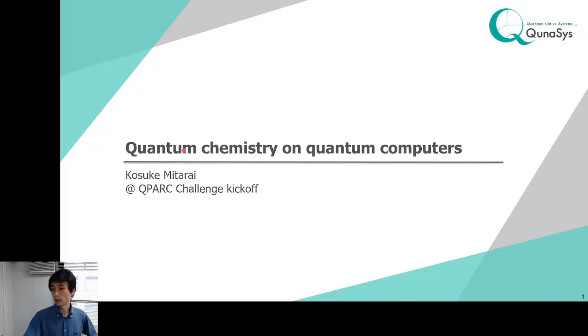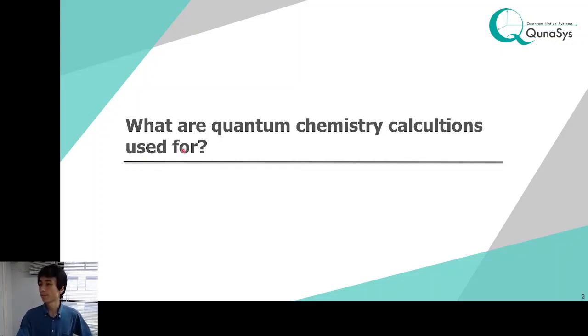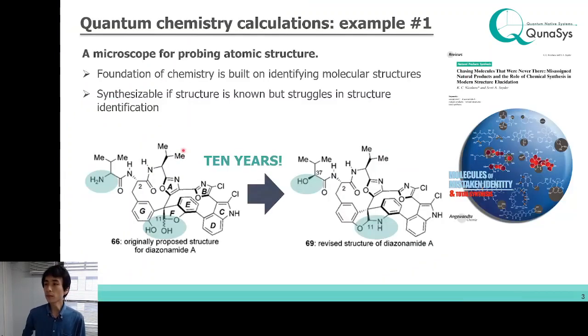So as a part of this QBlock Challenge kickoff, I will talk about how we can use quantum computers for quantum chemistry. Let me first explain what our quantum chemistry calculations are used for in the first place. Example number one is that we use this calculation as a microscope for probing the atomic structure of molecules.